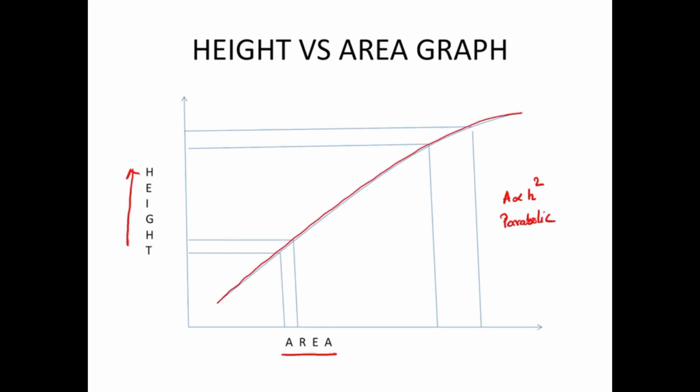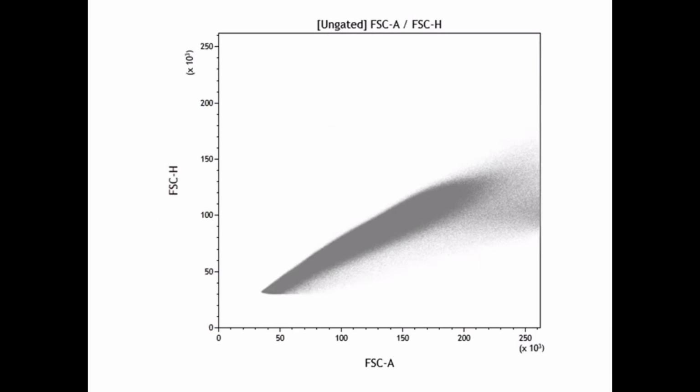The cells which fall here are going to have both higher forward scatter area and higher forward scatter height. That means these are going to be the larger cells, and the cells which fall closer to the origin are actually the smaller cells. And this is how a real life graph will look. So you see all these gray dots, these are the cells which are flowing in a single file and are falling along this parabolic curve.